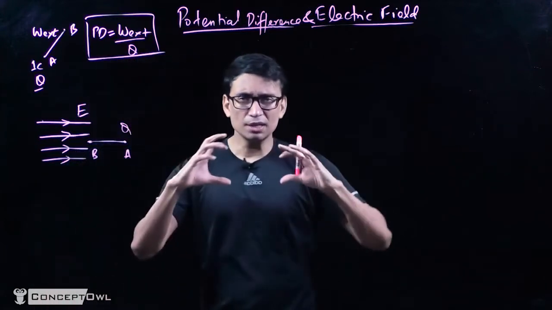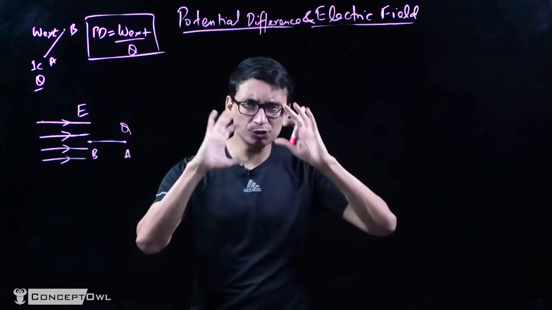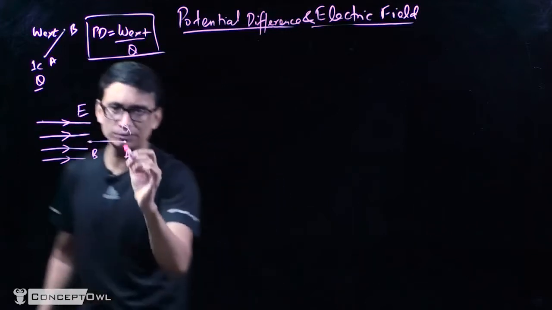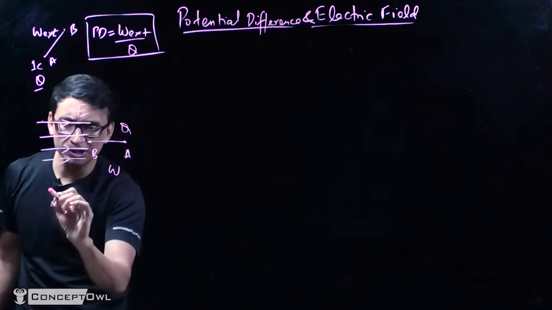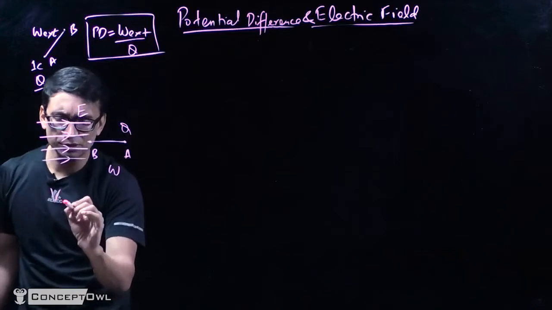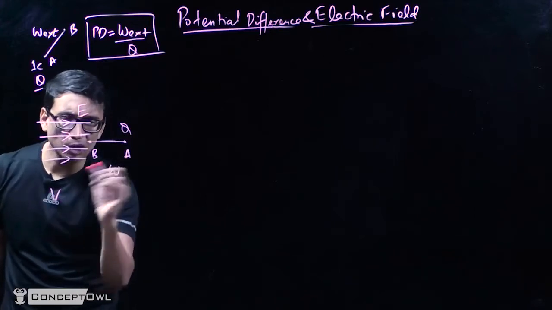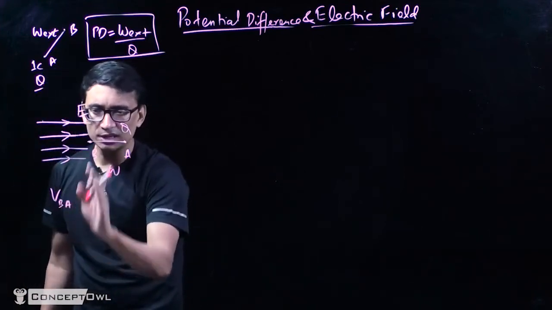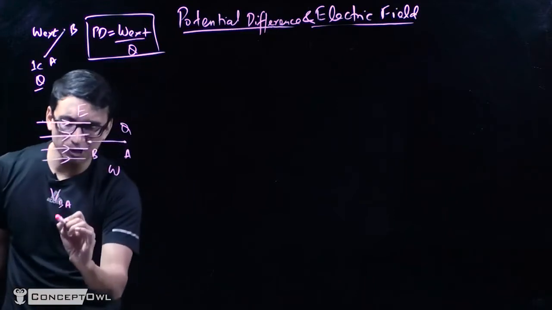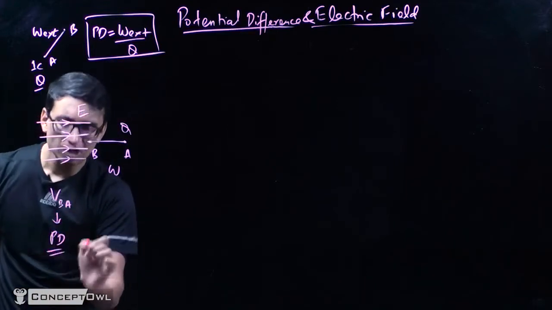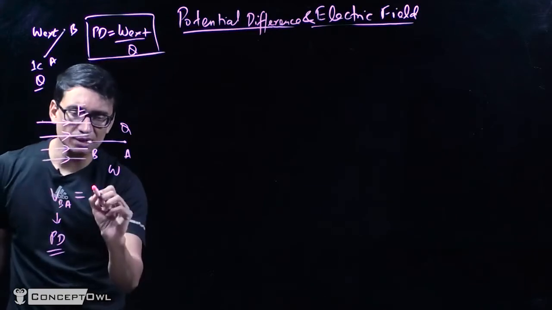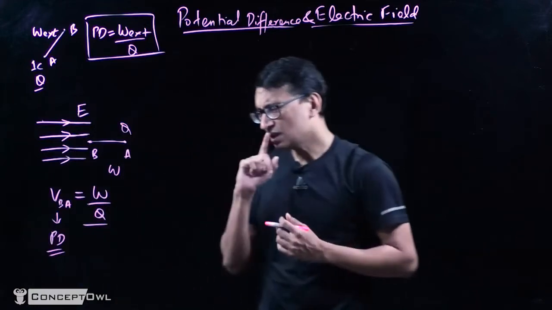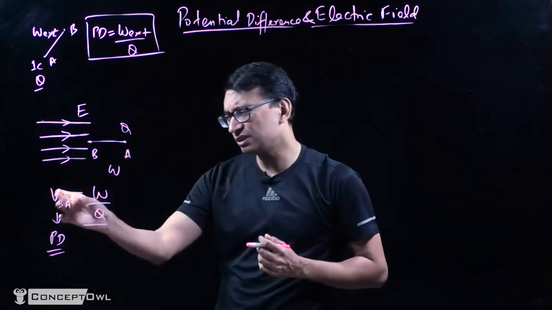So first thing is the relationship between electric field and potential difference. The potential difference is the work done per unit charge. If the work done is W, my potential difference V, I'll call it VBA. In this case, VBA is nothing but VB minus VA. VBA is going to be the work done upon Q. This is the definition. Now the question is, what is the relationship between this and E?